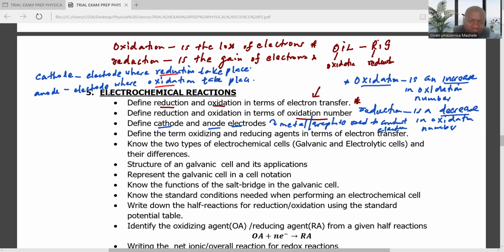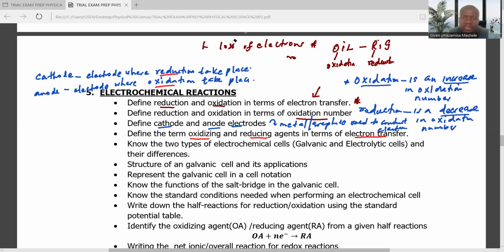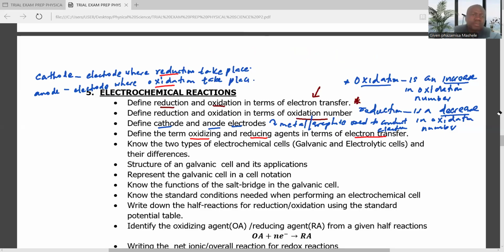And again, you need to be able to define the term oxidizing or reducing agent in terms of electron transfer. We'll talk about this, ladies and gentlemen. This is one of the easiest chapters, actually. You need to make sure that you go through it so that you get a lot of marks from this one. So what is an oxidizing agent? This has to do with reduction.